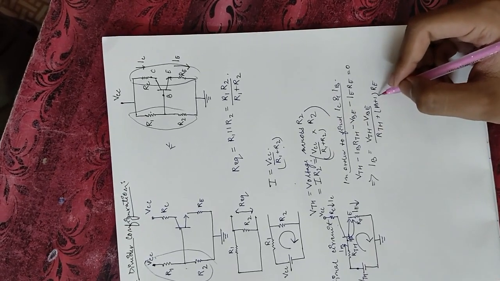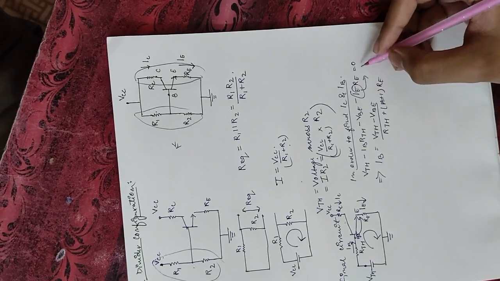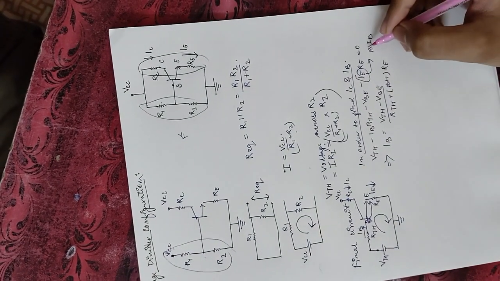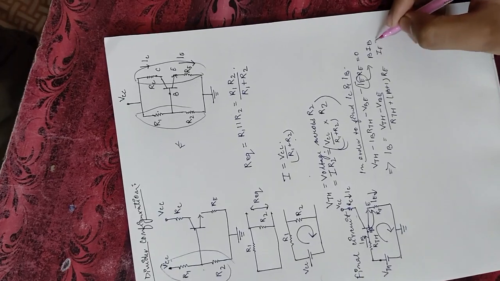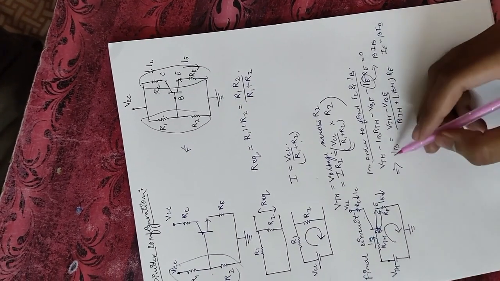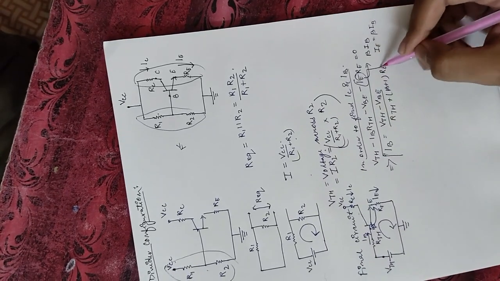From where did we get the beta plus 1 term? All you're going to do is replace IE by beta plus 1 times IB. As we know, IE is equal to beta plus 1 times IB. So we'll get the IB from this expression.